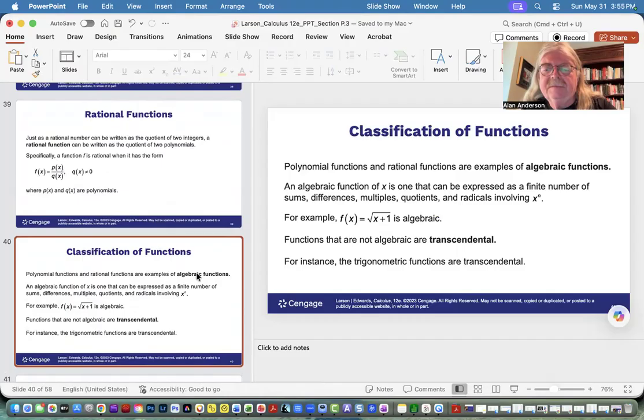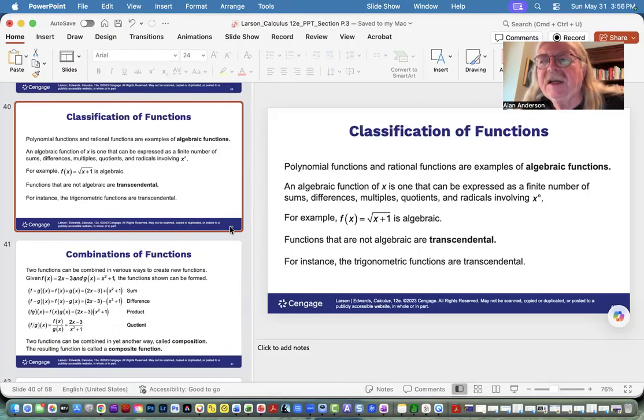All right, now they're going to also throw some other terminology at us. Polynomial functions, which we've been talking about at great length, and rational functions are algebraic functions. Informally, an algebraic function is one that can be expressed as a finite number of sums, differences, multiples, quotients, and radicals involving x to the n power. It's a very general definition, but some functions are not algebraic at all. One of the classic examples is our trig functions, which we'll be studying in more detail later on.